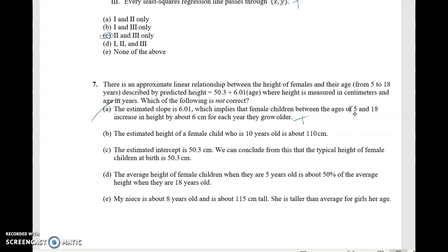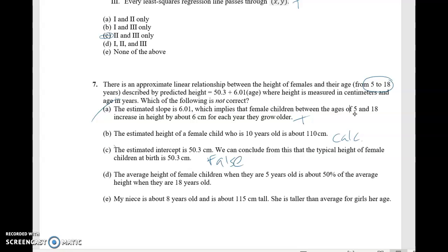The estimated height of a female child who is 10 years old is about 110 centimeters. We're going to have to calculate that, so we'll save that one for later. Estimated intercept is 50.3. We can conclude from this that the typical height of female children at birth is 50.3 centimeters. Now this is an interesting question because we can go back and read it. We're talking about a range that says from 5 to 18 years. That's this model's specifications. Does the model say anything about 0 years? No. This is false.